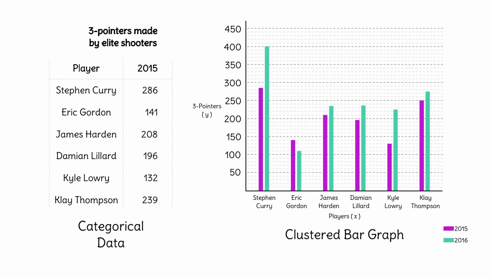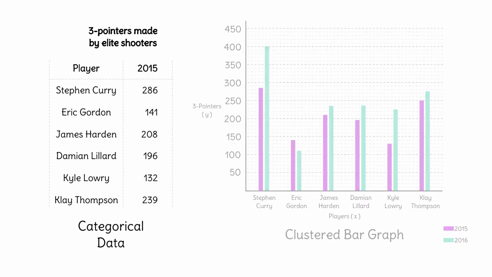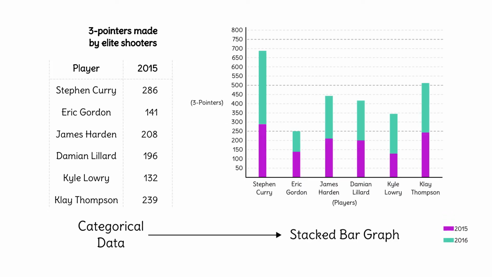Okay, tough question. Who scored the third most three-pointers all together over the 2 years? That's a little tough to see. But if we stacked the bars on top of each other, it would be easy. So let's do it. This is a stacked bar graph. It shows the same data as the clustered bar graph, it's just stacked. So who's the third best? James Harden.